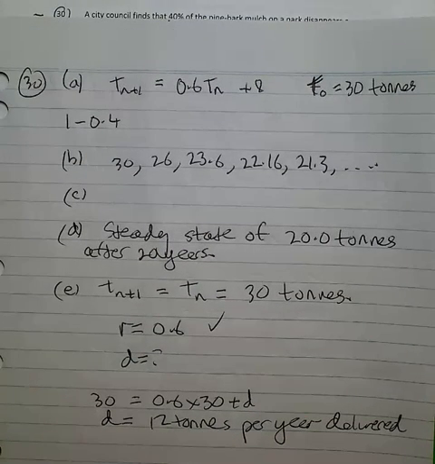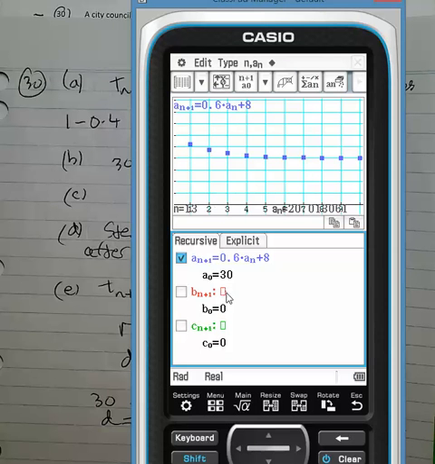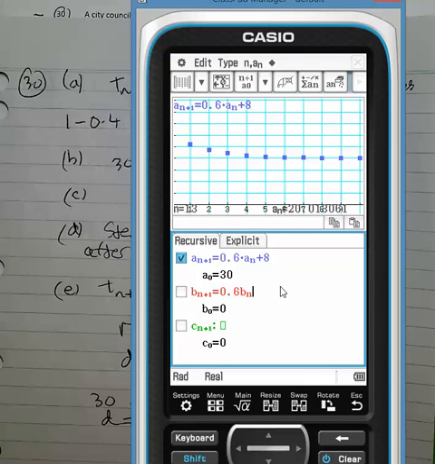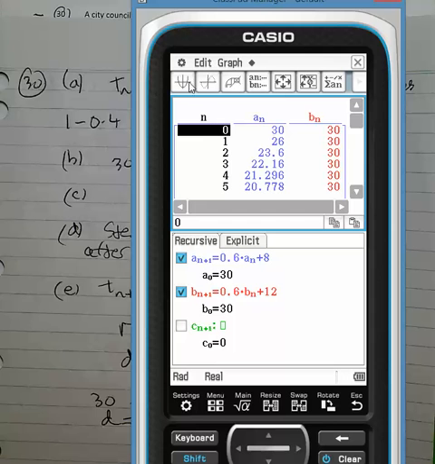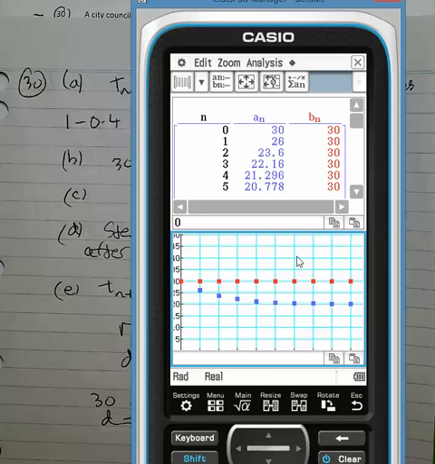I'll quickly generate that as a second instance on my calculator and hopefully be able to see what's happening. Now that's Bn. Now we have to deliver 12 tonnes a year, starting at 30. Generate the table. You can see that constant 30. And as a graph, you can see the flat line at 30 tonnes is maintained.